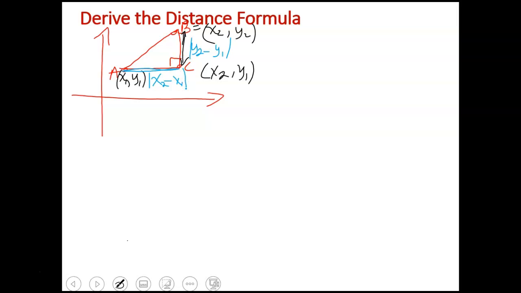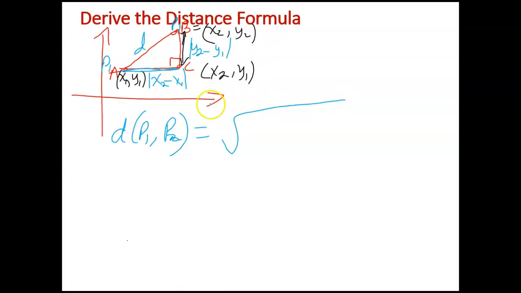Okay, so using the Pythagorean theorem, if this is the distance, we can name this point 1, and this is point 2. So the distance from point 1 to point 2, with the Pythagorean theorem, is d squared. So to remove the square, we take the square root.